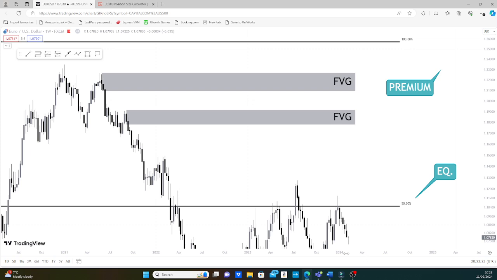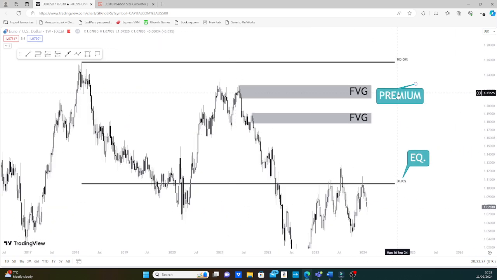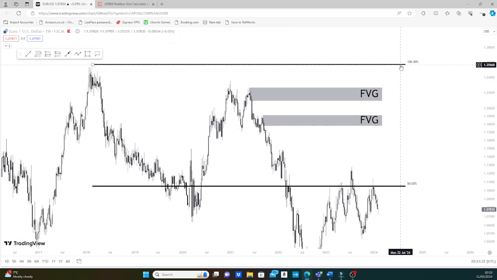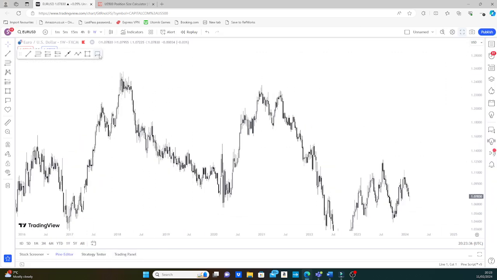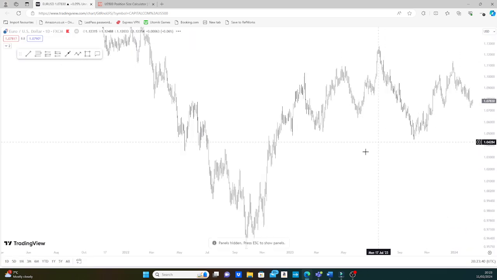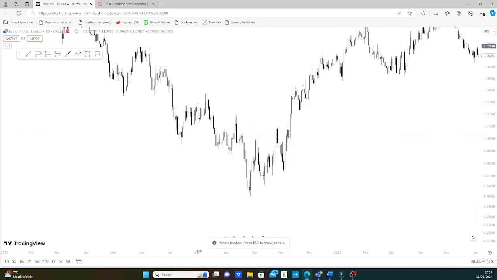So this is how we use premium and discount on the weekly time frame. And it's the same for all time frames. This is important to understand. It's the same for all time frames. So from here, if we go down to the daily time frame, we can begin to dissect price action in the same way using our premium and discount tools, okay? So this is our daily structure. So here we're going back to 2022.